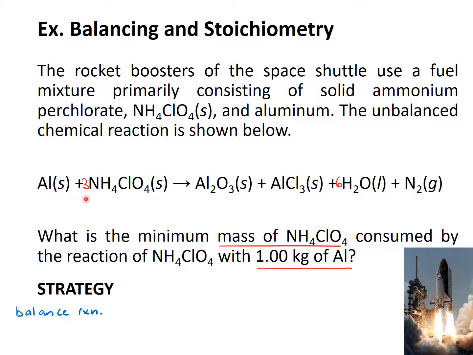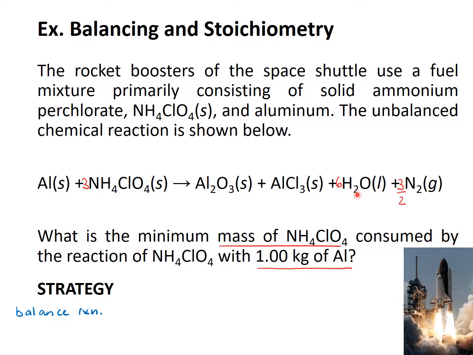Next, we'll balance the nitrogens. We have 3 nitrogens on the left and 2 nitrogens on the right. So we'll take 3 divided by 2, which gives us 3 halves in front of the N2. Nitrogens are now balanced. Next, we'll try and balance the oxygens. You'll notice that on the left we have 3 times 4, giving us 12 oxygens, whereas on the right we have 3 plus 6, 9 oxygens.